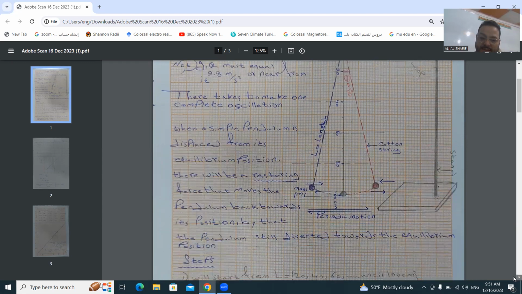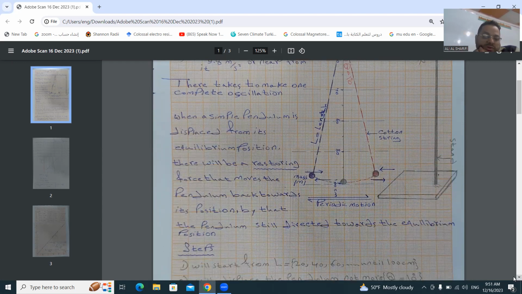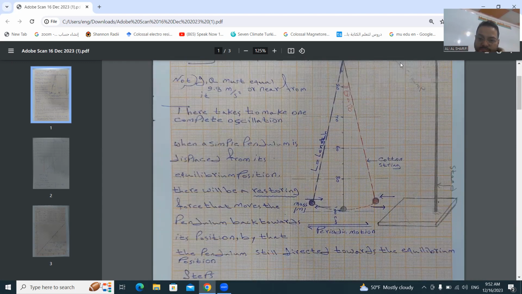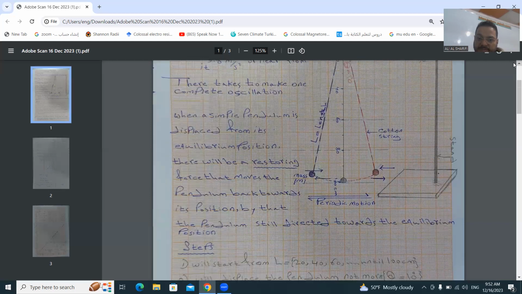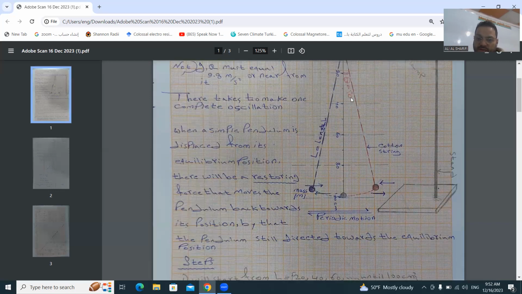Let's talk about the steps. What we will do here, we'll start from a length of 10 centimeters, 40, 60, 80, until 1 meter. We'll displace the pendulum not more than 10 degrees theta, like I explained here. Theta will not be more than 10 degrees.